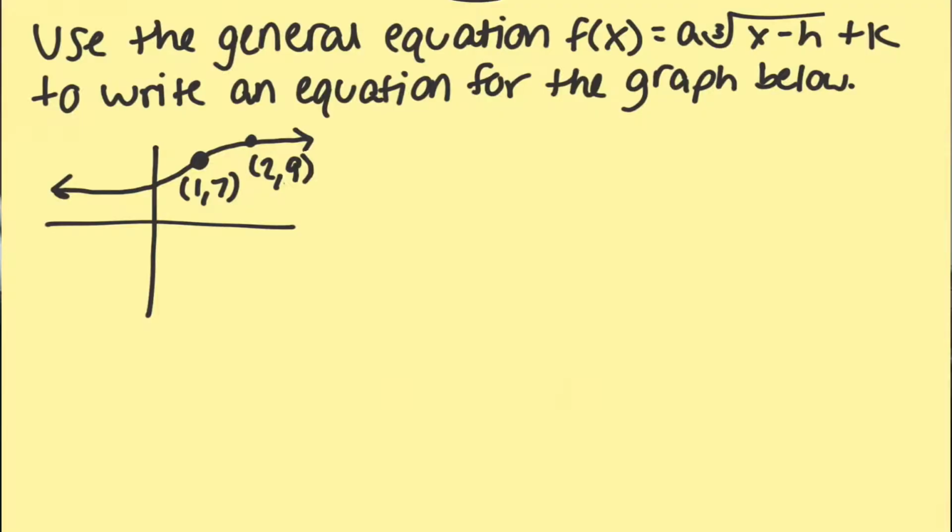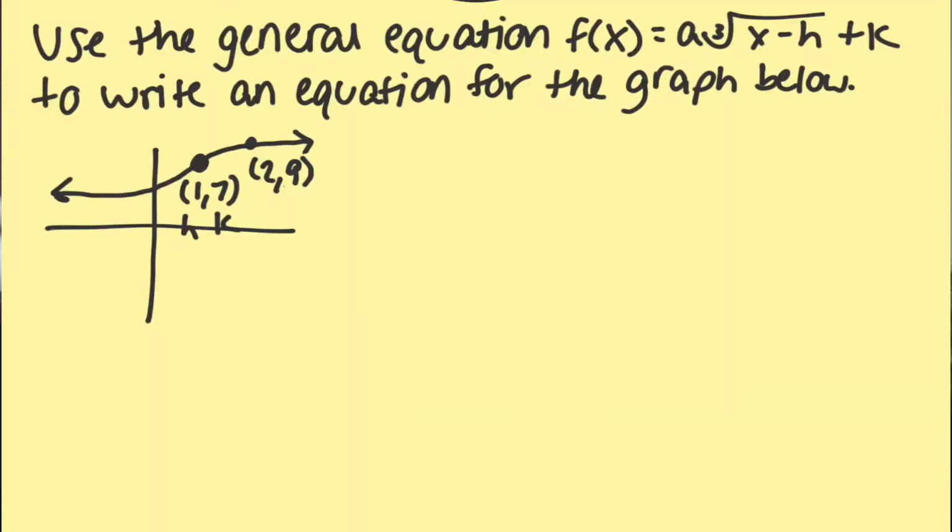We're going to write an equation of a radical function given the graph. Use the general equation f(x) = a times the cube root of (x - h) + k to write an equation for the graph below. So if you have an odd root graph, meaning it looks like an S, that middle point is your (h, k).